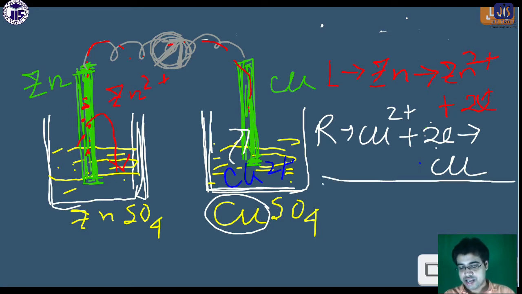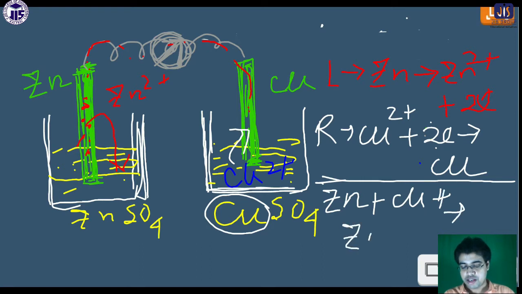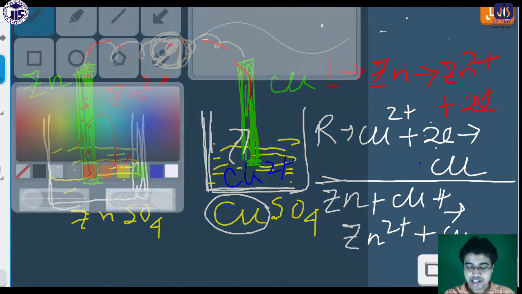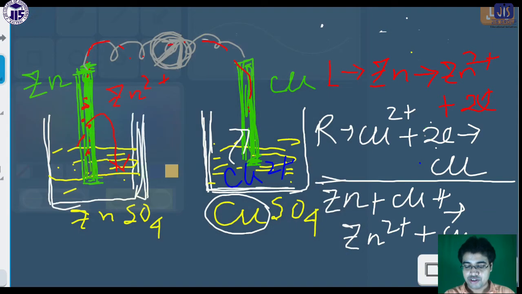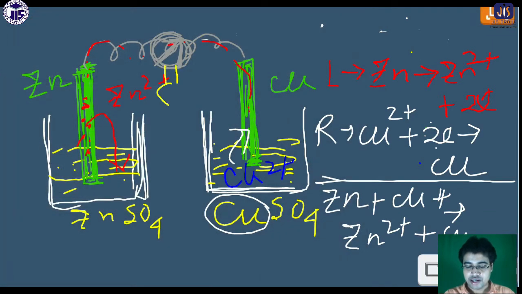If you write down the full reaction, then zinc plus copper 2+ gives zinc 2+ plus copper. This is the full reaction. Ultimately, due to this full reaction, we are getting some flow of electrons through the wire. That means if you connect a bulb here, then you will get light here. So light means a flow of electrons, and we are getting electrical energy.